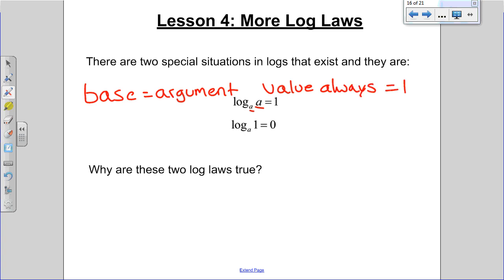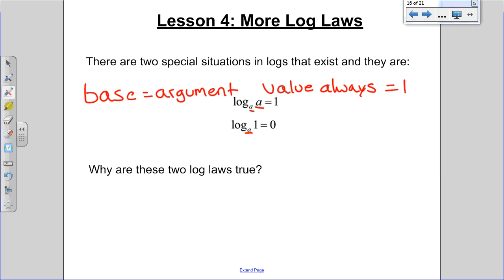Every single time. We're going to talk about why, we're going to prove why. You won't need to ever do it on a test, but you do understand that anytime the base and the argument are the same thing, whether it's x or 2x or 20x plus 5, it's going to equal 1.